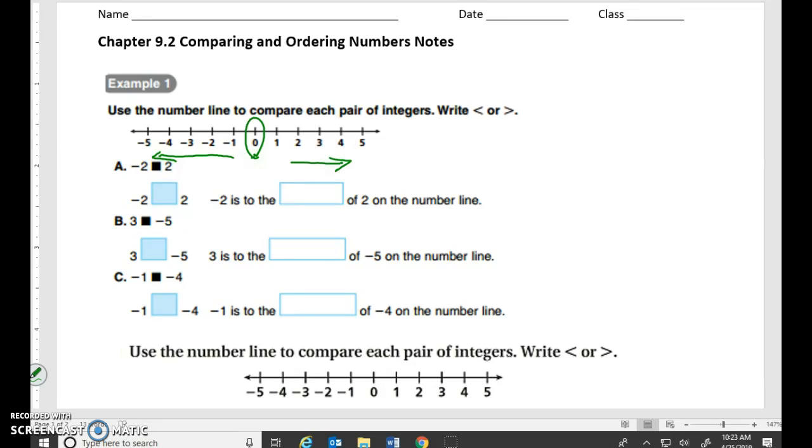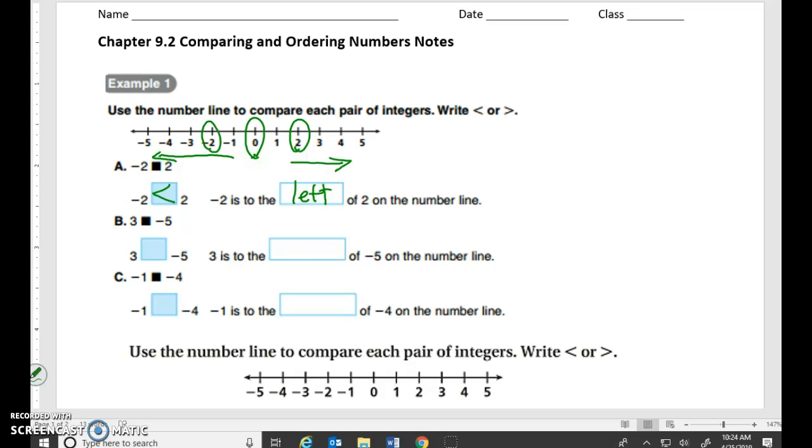But just keep in mind that the further left on the number line, the smaller it's going to be. Okay? All right. So let's fill these in. So we have A, -2 and 2. I want to decide which one is bigger. -2 is to the left of 2 on the number line. So since it's to the left, it's going to be less than. -2 is less than 2.